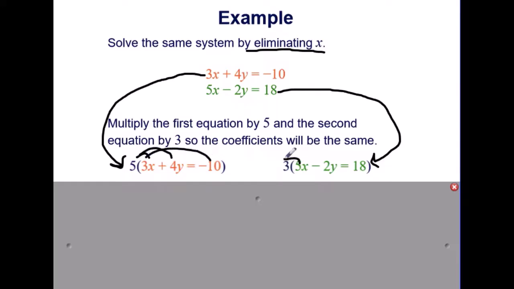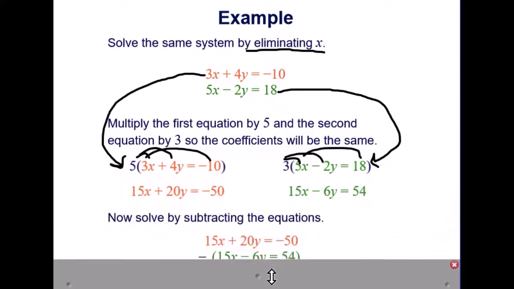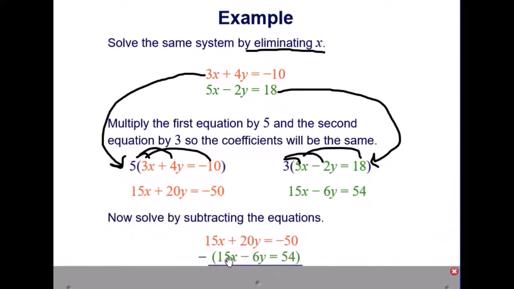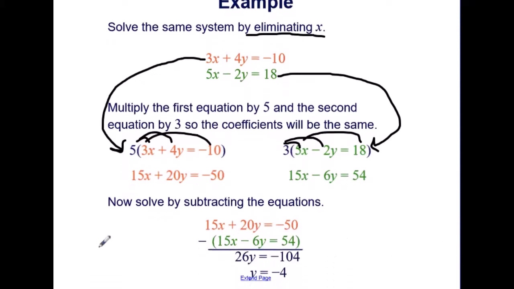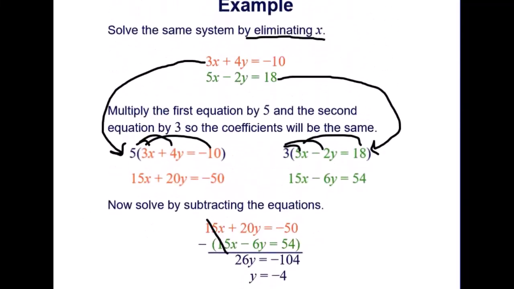Distributing both will create new equations that now have opposite coefficients, 15x and 15x, so we can subtract, which will eliminate the 15x's, and 20y minus a negative 6y is 26y. Negative 50 minus 54 is negative 104. And dividing by 26, we'll get y equals negative 4.